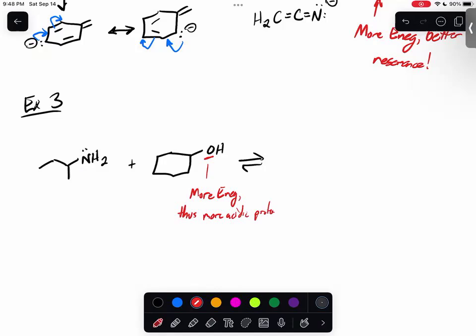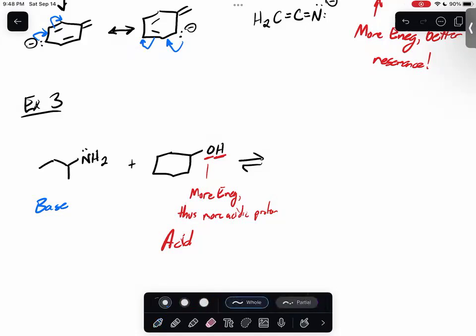So if this is the more acidic proton, that means that this right here must be our acid, right? Which also means that over here has to be our base. And if you remember from last lecture, we talked a little bit about how bases do have to have lone pairs. So it must be the nitrogen that's there that is actually our base.